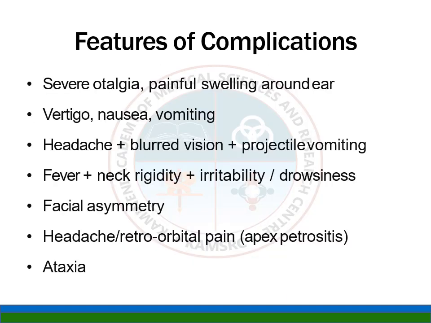So you can suspect a complication if the patient comes to you with the following symptoms: severe ear pain, painful swelling around the ear, that is mastoiditis; vertigo, nausea, vomiting in a case of intracranial and temporal complications; headache, blurred vision, projectile vomiting, fever, neck rigidity, irritability, drowsiness, facial asymmetry, headache, retroorbital pain, and ataxia, balance disorders. If any patient comes to you with these features, you should suspect a complication of the CSOM. What are the complications? Later you can know.